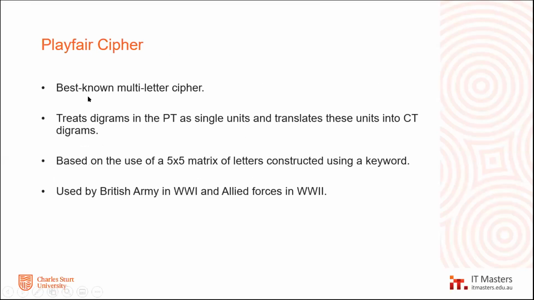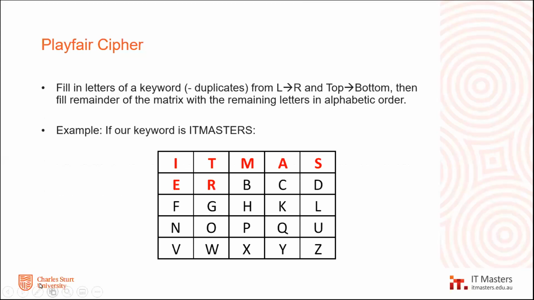The Playfair cipher is the best known of the multi-letter ciphers, and it treats digrams in the plain text as a single unit. In other words, it enciphers 2 letters at a time rather than 1 letter at a time. And how they do that is it uses a 5 by 5 matrix of letters, and we construct that with the addition of a keyword. This particular cipher was used by the British Army in World War I and the Allied forces in World War II for quite some time. So the way it looks is like this.